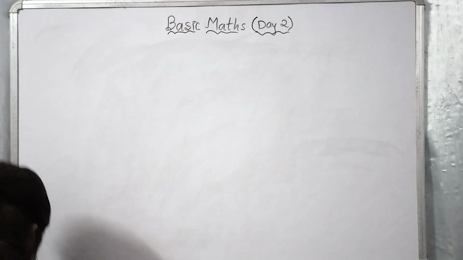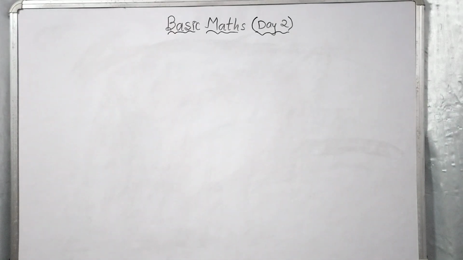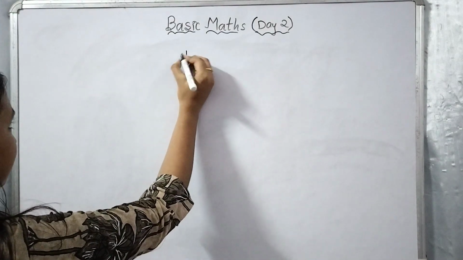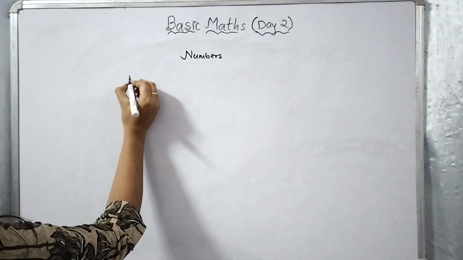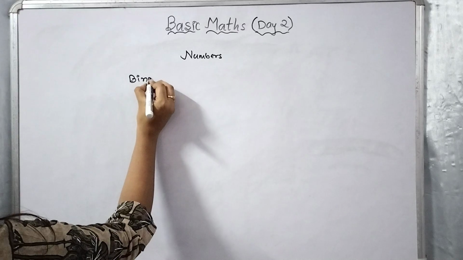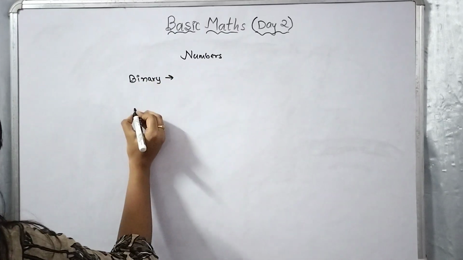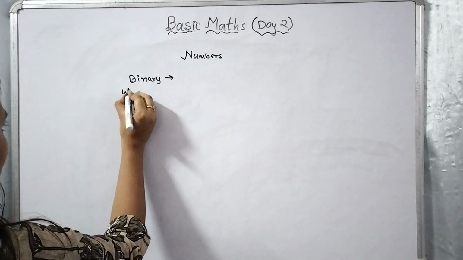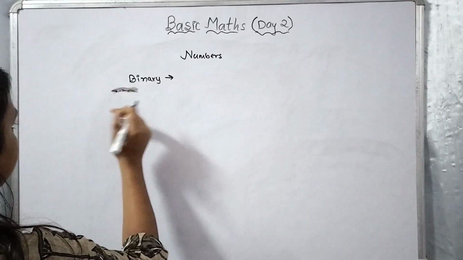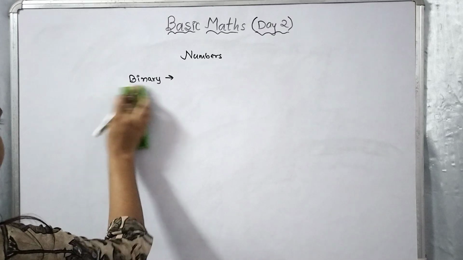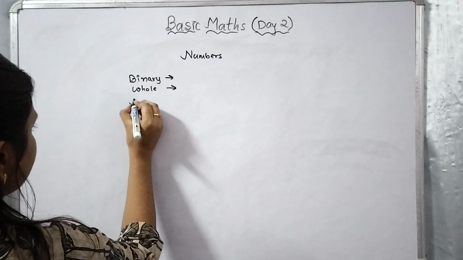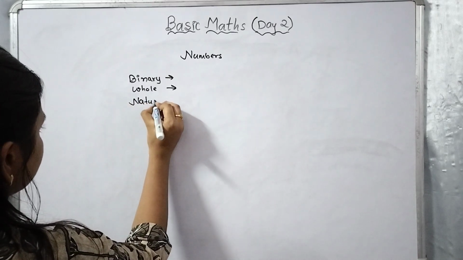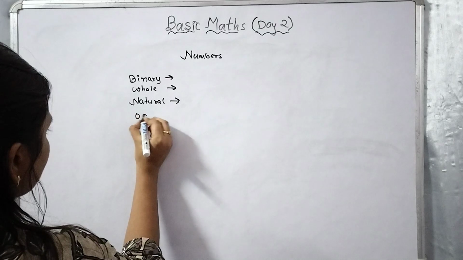So now what we will do, we will study different numbers. Fine? We know there are different types of numbers. So first is binary number. Fine? Binary number. Then there is whole number. Whole number. Fine? Then there is natural number. Then there is odd number.